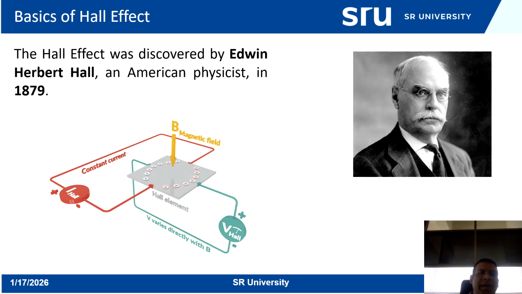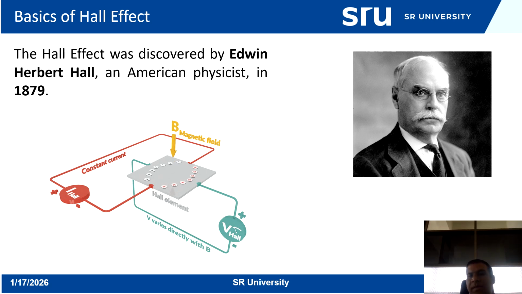Hall was experimenting with a thin flat conductor while passing an electric current through it. He then applied a magnetic field perpendicular to the direction of the current, and he observed something unexpected. A small voltage appeared across the conductor at right angles to both the current and the magnetic field. This voltage is called the Hall voltage.